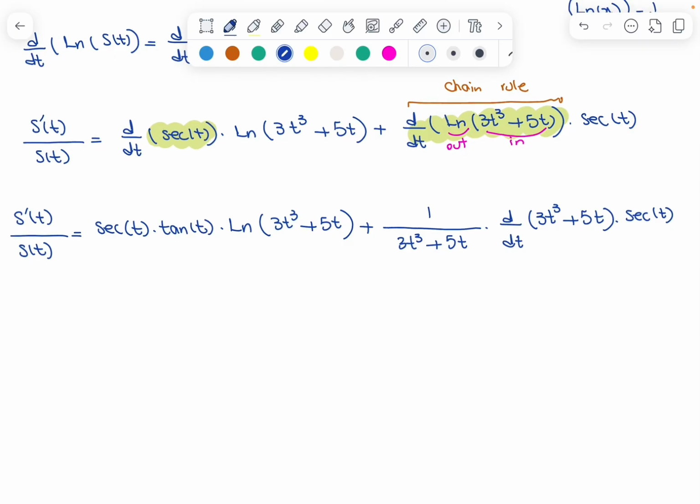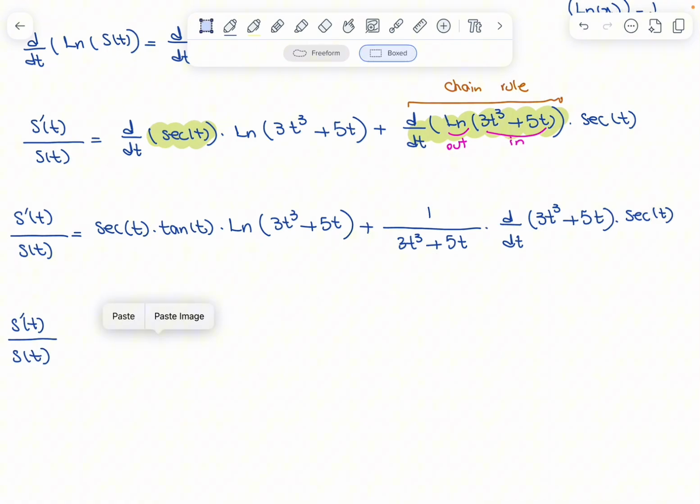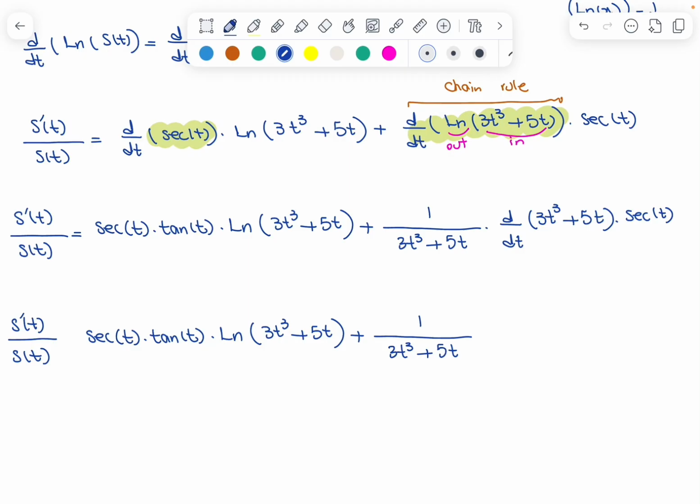So now we must keep the expression on the left, s prime of t divided by s of t, and also we are okay with all of this. We can copy them here. So now we just need to find the derivative of this function with respect to t. The derivative of this function with respect to t would be the derivative of the first function plus the derivative of the second function. The derivative of the first function, by using the power rule and constant multiple rule, would be 3 times 3t squared plus 5 times secant of t.